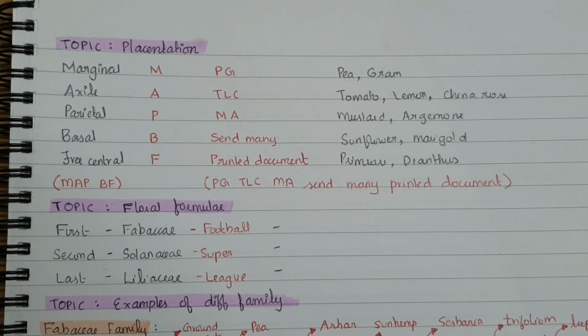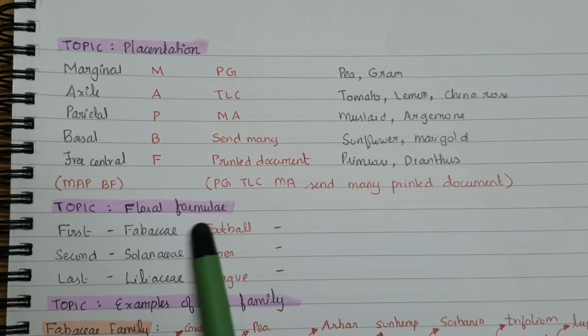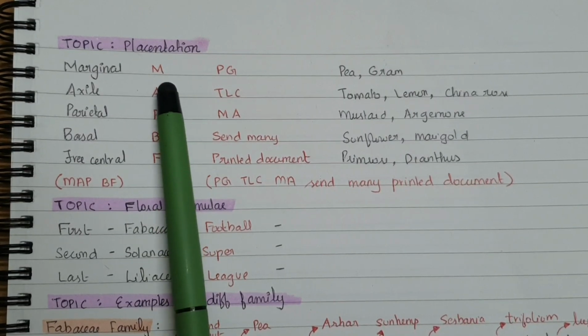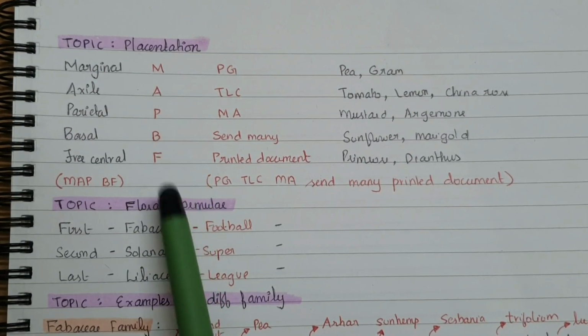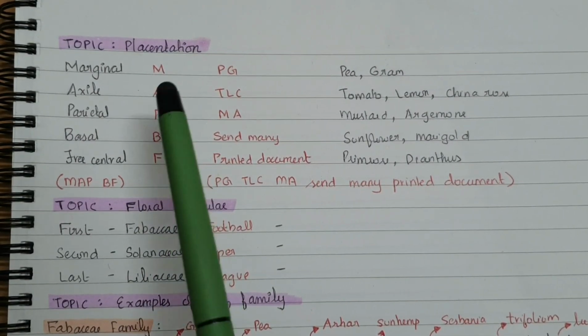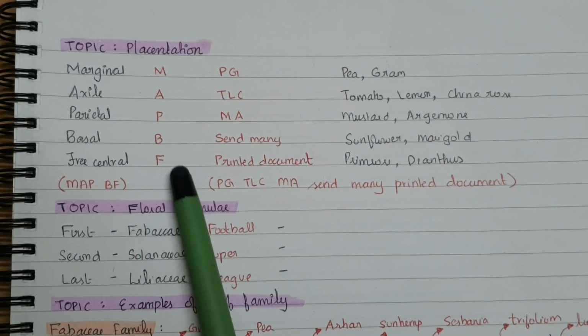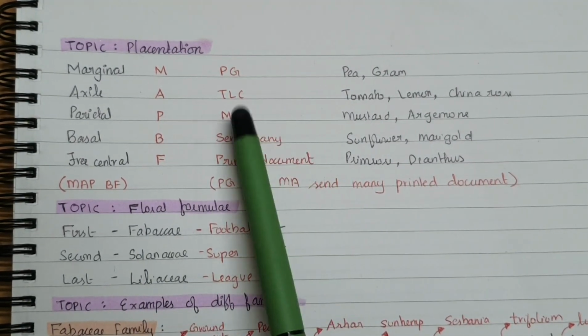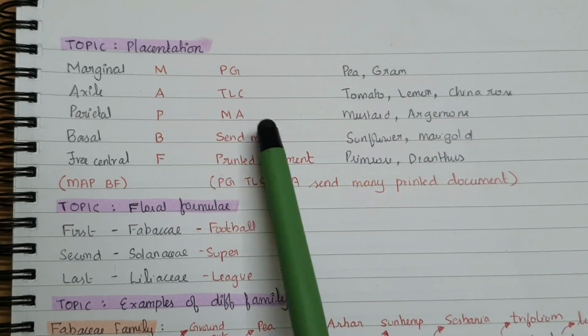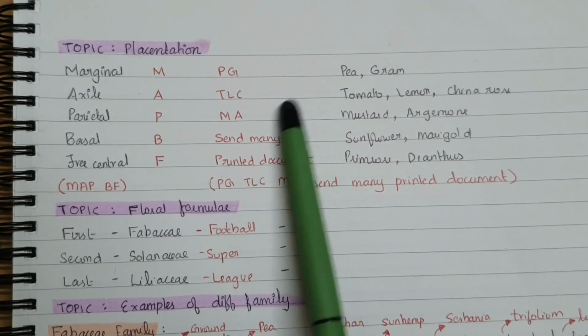And our next topic is Placentation. The trick is MAP-BF. First you have to write it as MAP-BF. Then you have to write it as PG TLC MA. Postgraduate TLC.